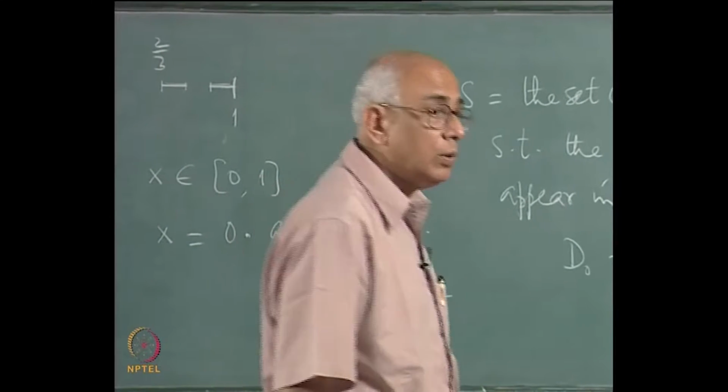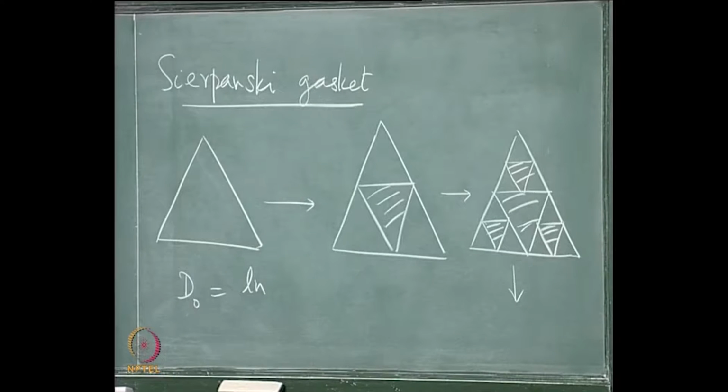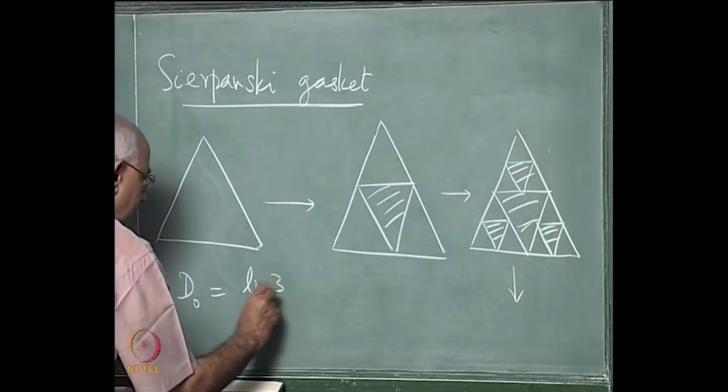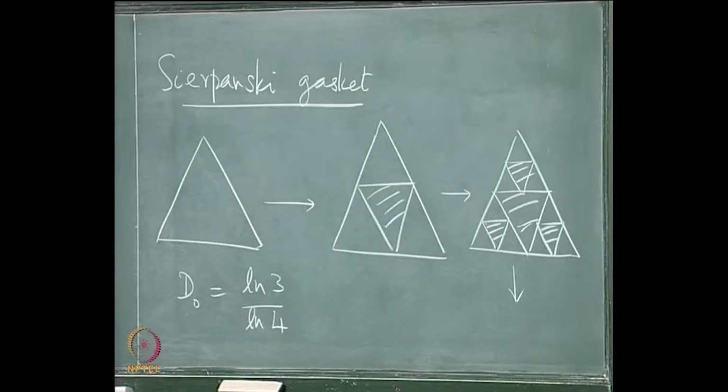It's not. You didn't say log 4 over log 3. Okay. So this is log 3 over log 4. Okay, my mistake. Okay. And so on. You can construct this in higher dimensions.